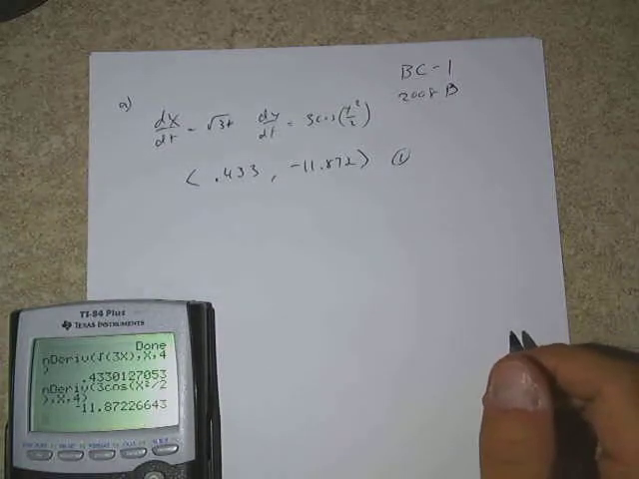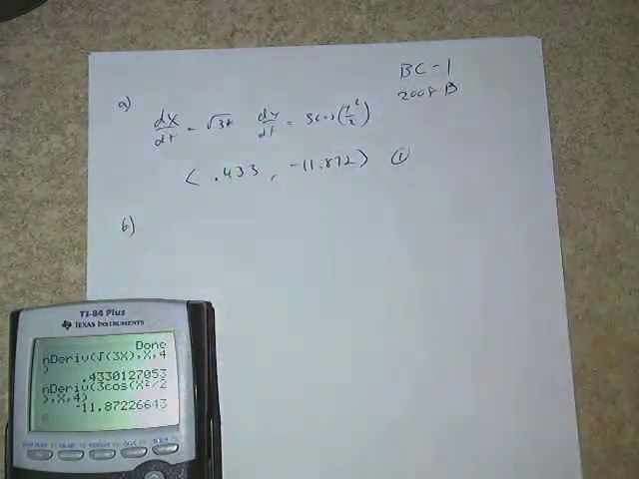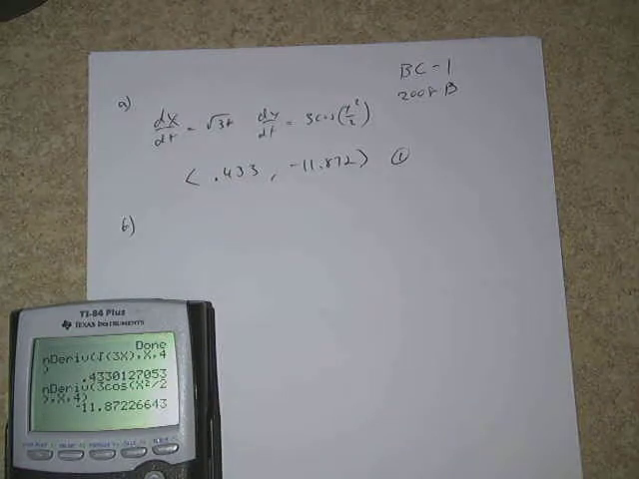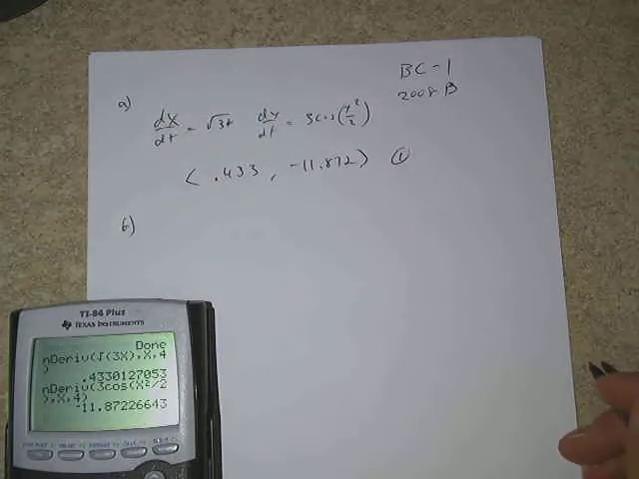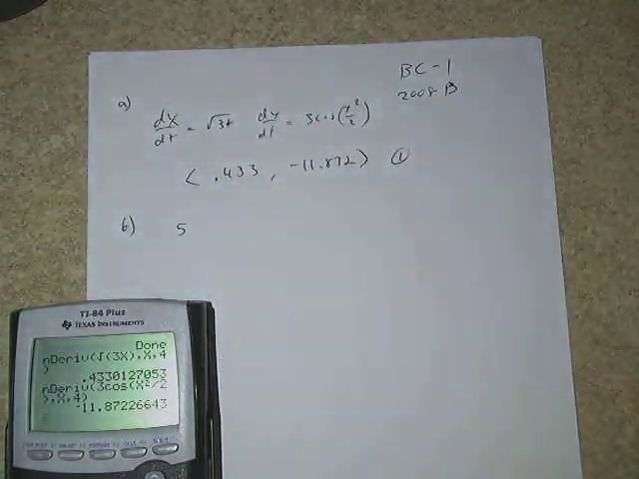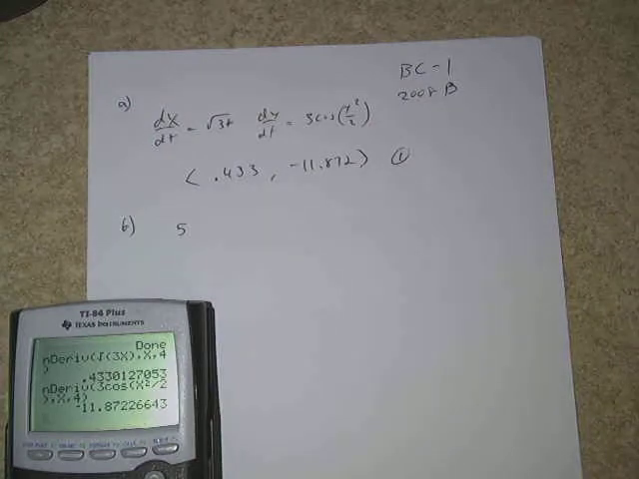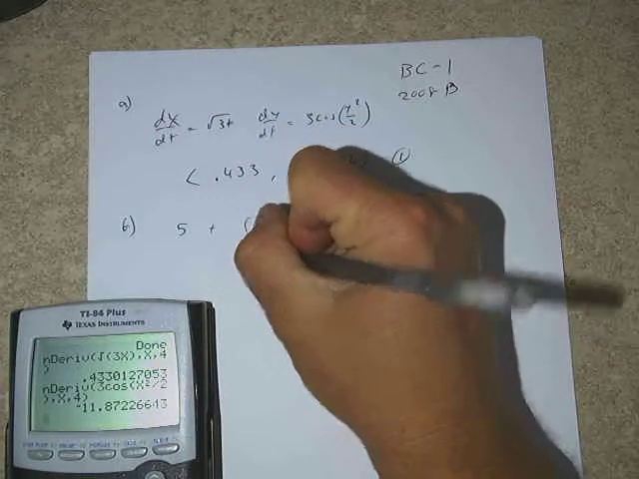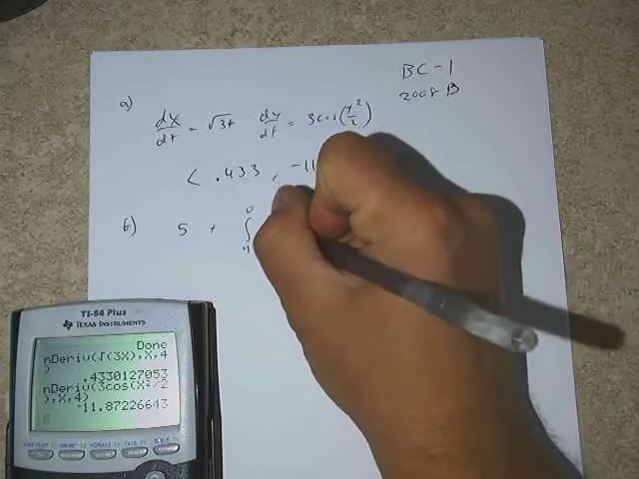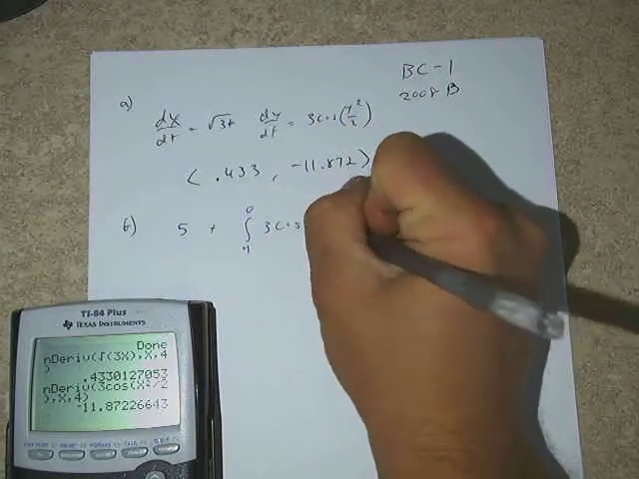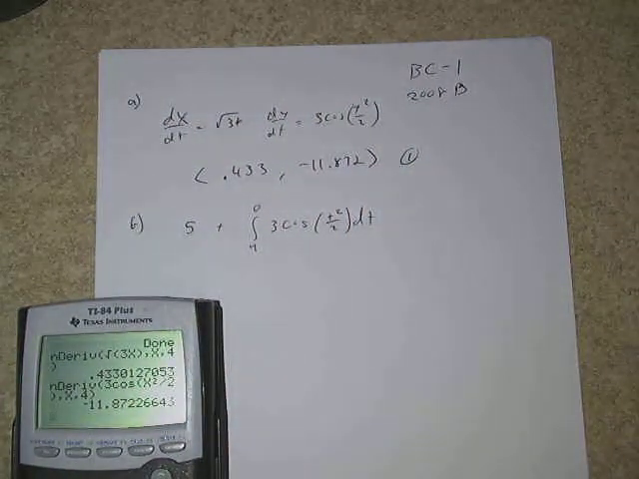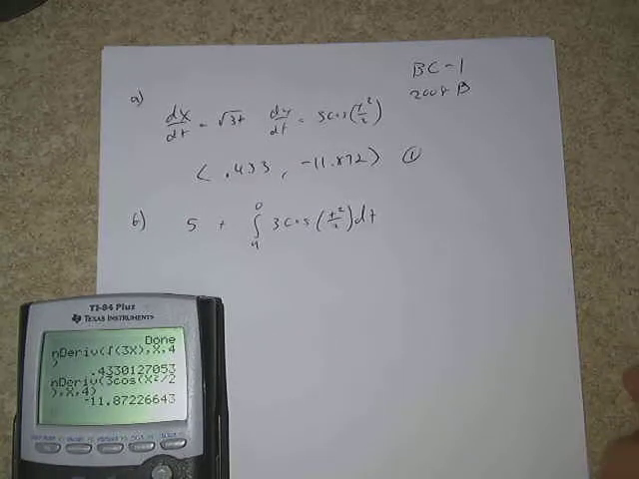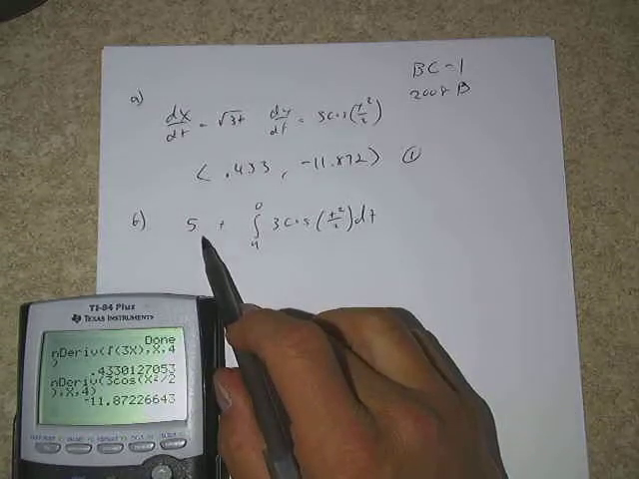On part B, it says find the y coordinate of the position of the particle at time 0. So we need to see what our displacement is. We know that our initial position in terms of y is 5. But the beginning time they told us is time 4, right? So we want to know the change in position from 4 to 0. And we know that that's going to be the y component of the velocity. The area under that velocity curve is going to give us displacement, just like in y equals f of x equations. Same thing with parametric equations and vectors.